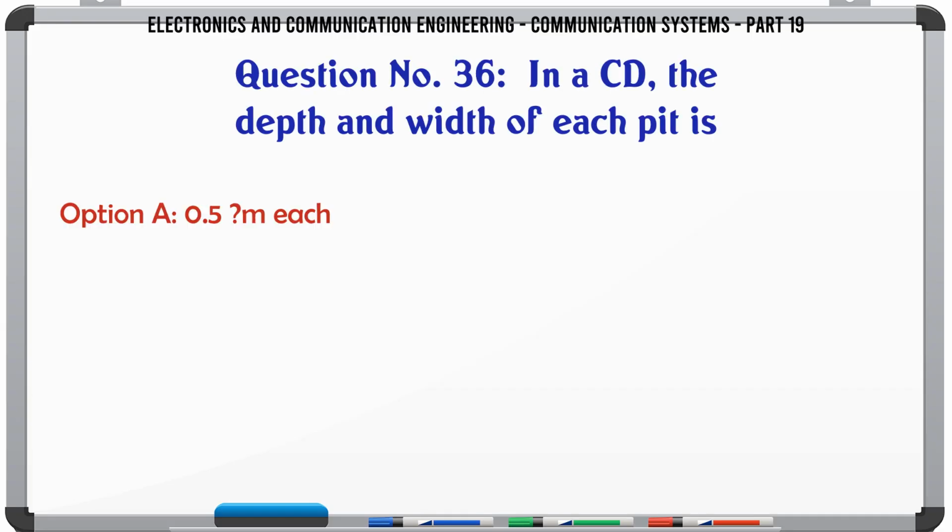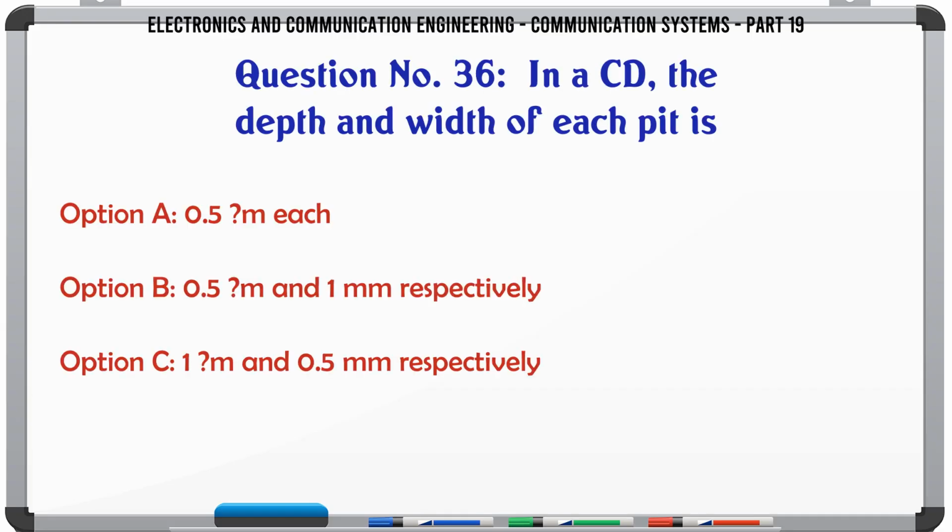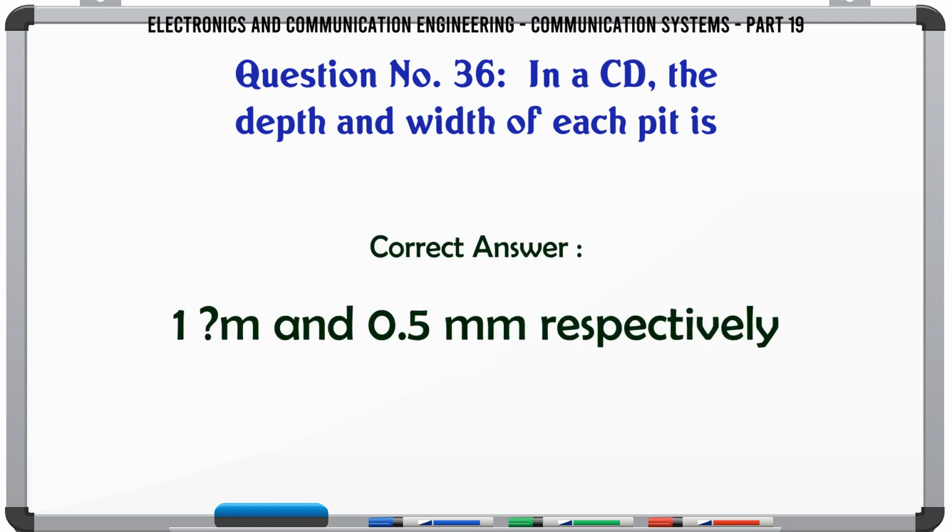In a CD, the depth and width of each bit is A. 0.5 m each, B. 0.5 m and 1 mm respectively, C. 1 m and 0.5 mm respectively, D. 1 m each. The correct answer is 1 m and 0.5 mm respectively.